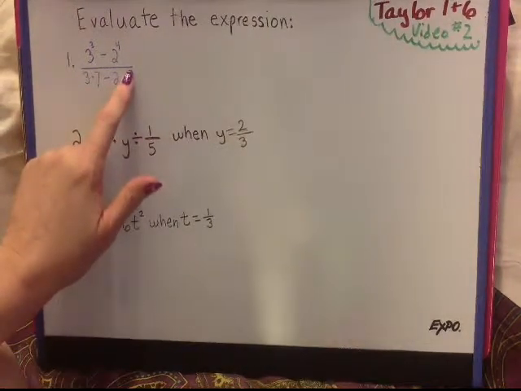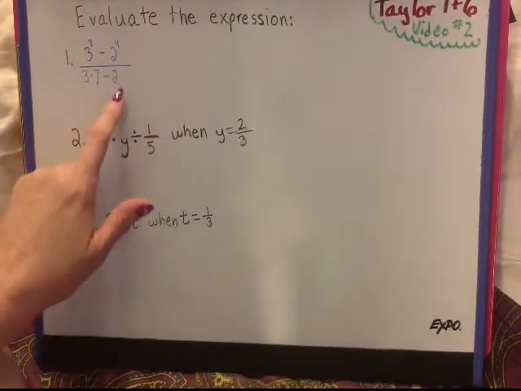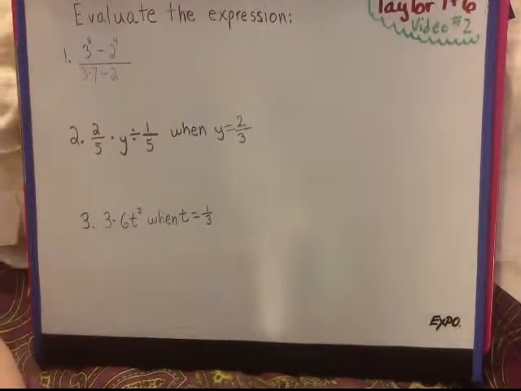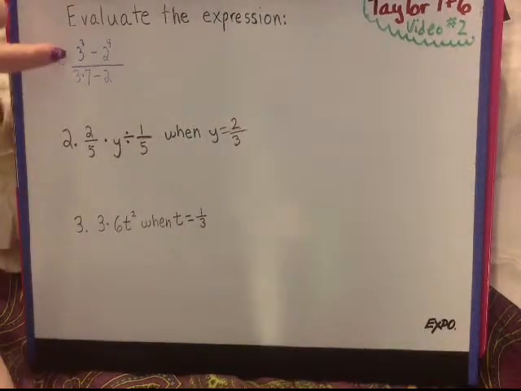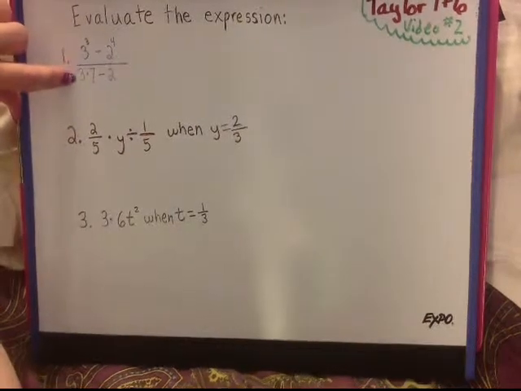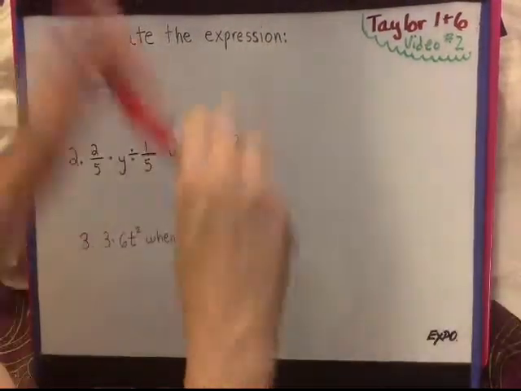divided by, remember a fraction bar means division, 3 times 7 minus 2. So our order of operations says that we work with parentheses or other grouping symbols first. We can consider the numerator of a fraction as one group and the denominator of a fraction as another group. So that's what we're going to start doing.